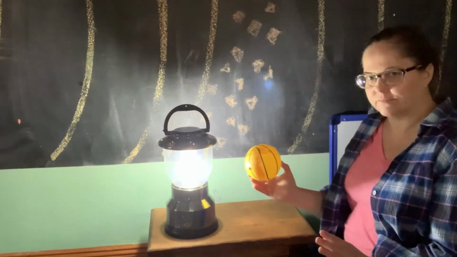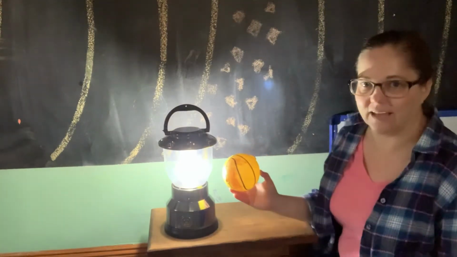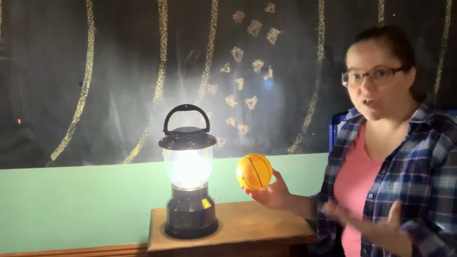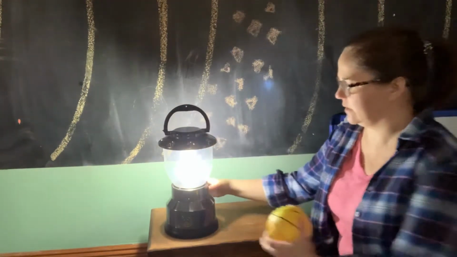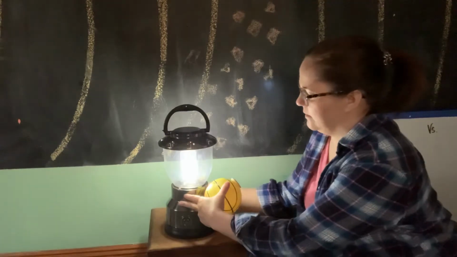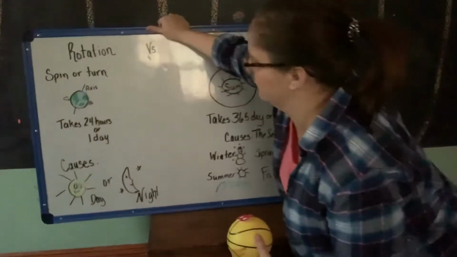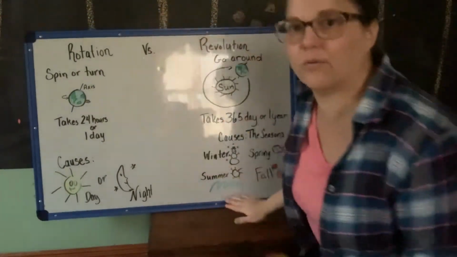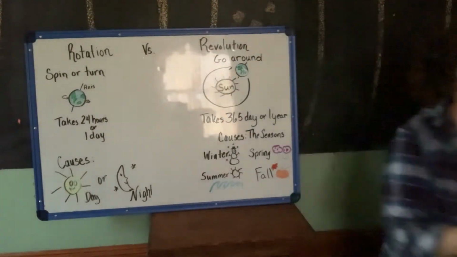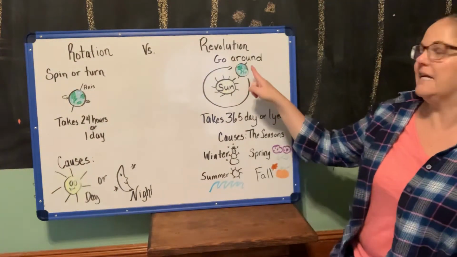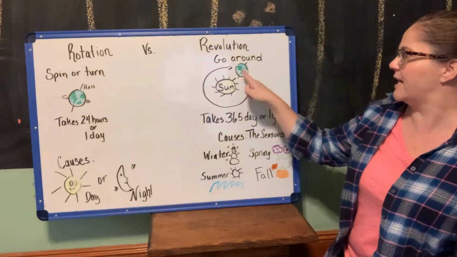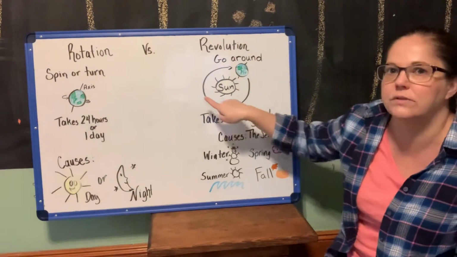So now, that's not the end. There's another thing you need to know, and it's called a revolution. So let me turn my sunlight off, bring back our whiteboard, and talk about revolution. A revolution is the time that the Earth takes to go around the sun.